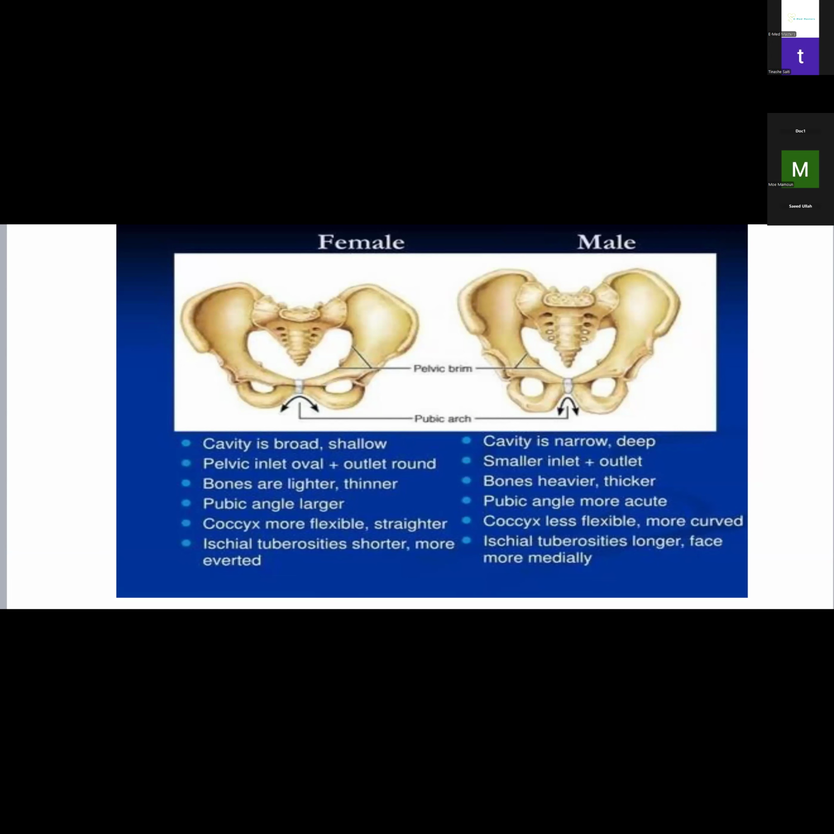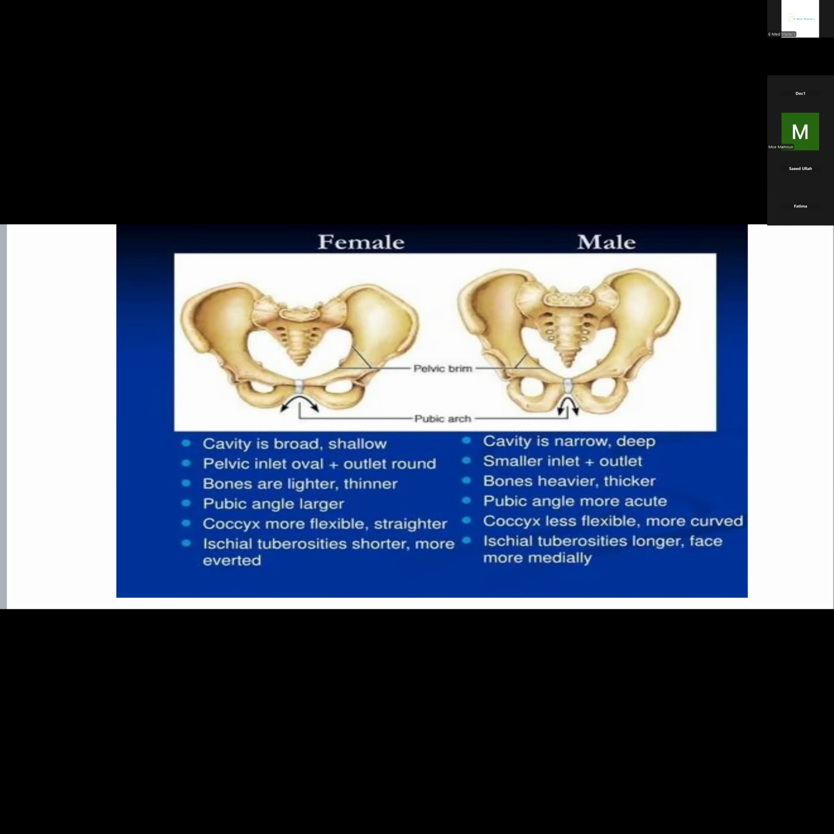Subpubic angle is larger in females and acute in males. Coccyx is more flexible and straighter in females, and it is less flexible and more curved in males. Ischial tuberosities are shorter and more everted in females to promote vaginal delivery, and in males, ischial tuberosities are longer and face more medially.